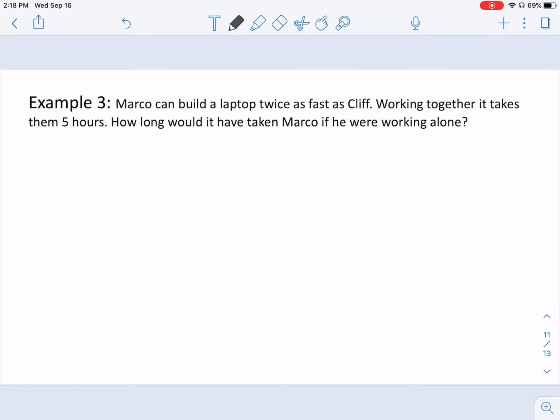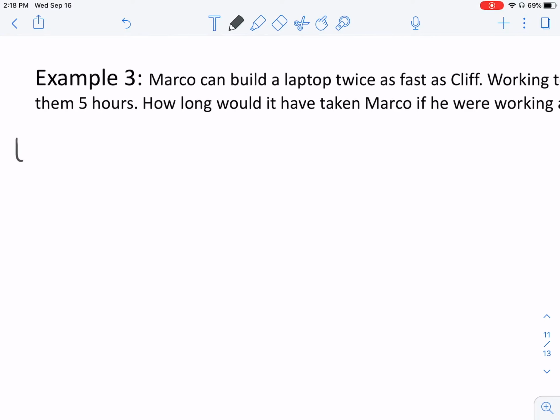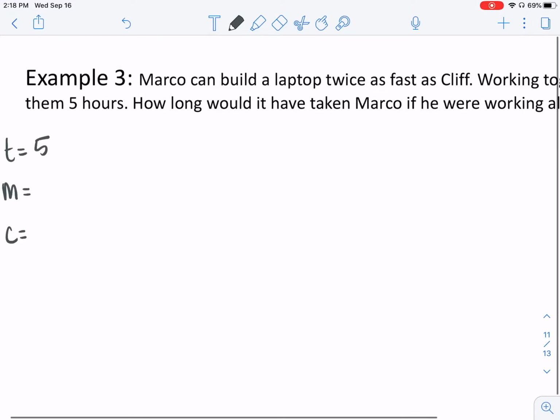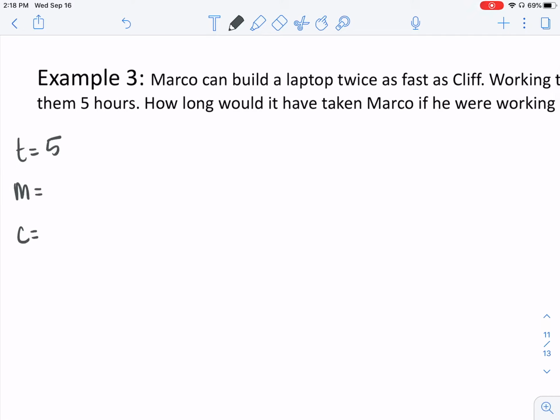So just like we've done, I'm going to do my variables. I know that I'm going to have the together time. I have Marco and I have Cliff. So I need to figure out what this is. First off, together, we know that it's 5 hours. That part was given. But in order to solve, I can only have one unknown variable. I can't have both M and C unknown. That wouldn't allow me to solve. So I need to write one of these in terms of the other.